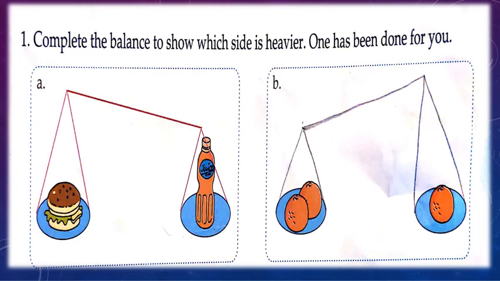Now children, look at the next part B. Here you will see that in one pan there are two oranges and in the other pan there is one orange. Okay, so we'll see that the pan containing two oranges goes down. It means this side is heavier than the side containing one orange. So this means the weight of two oranges is more than the weight of one orange.